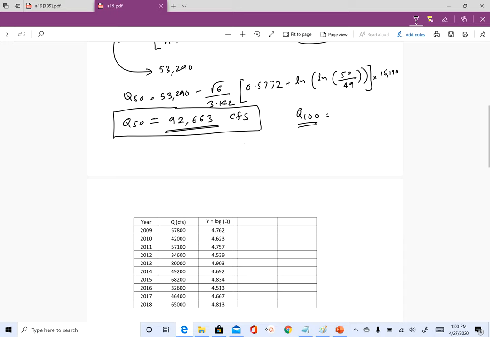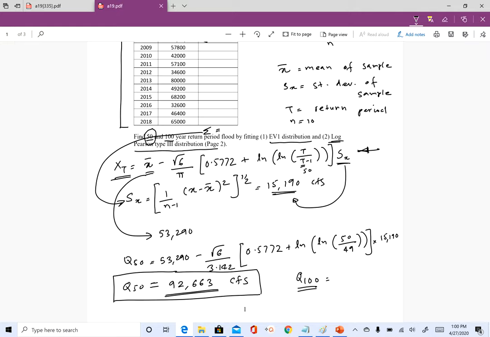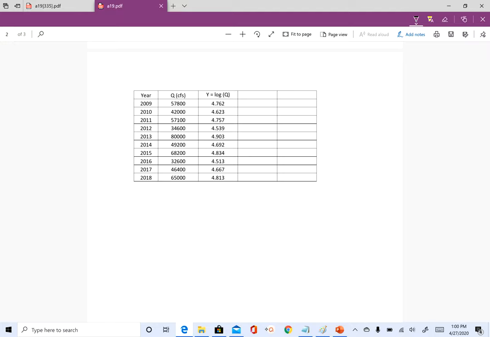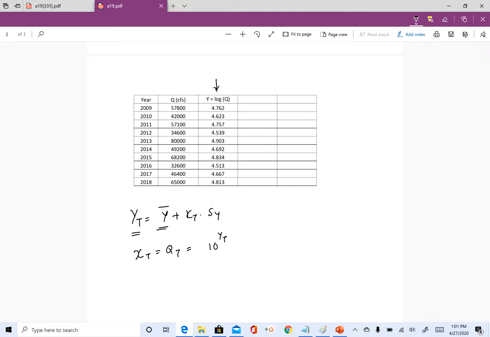So in the next question, I asked you to do the same using log Pearson type 3. Okay, so this is on page 2 of your assignment. So the method that we are going to use for log Pearson type 3 is the frequency factor method. So the frequency factor method says you first have to find yT, which is y bar plus KT times sY. And once you get yT, then XT or QT will be 10 to the power of yT. Okay. So to do this, we need the Y series. So Y series in this case is log of Q. Okay. So again, I have done this for you.